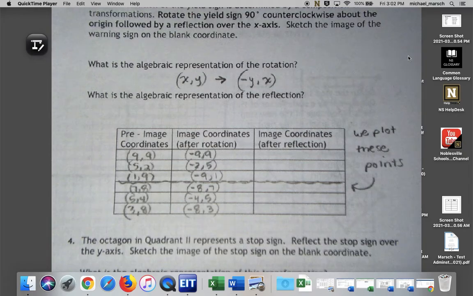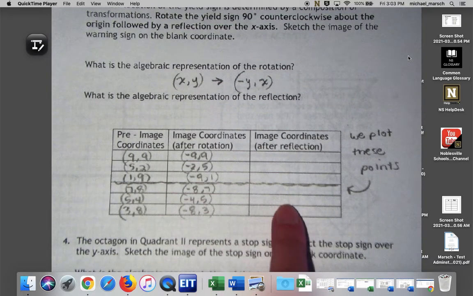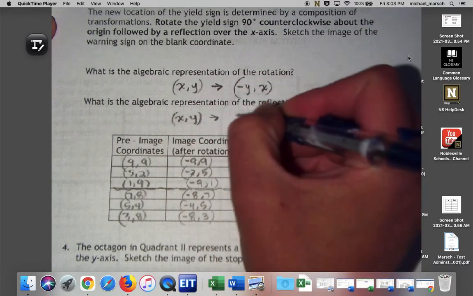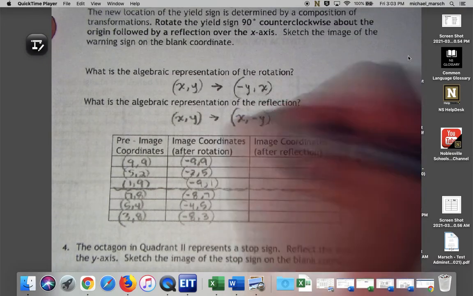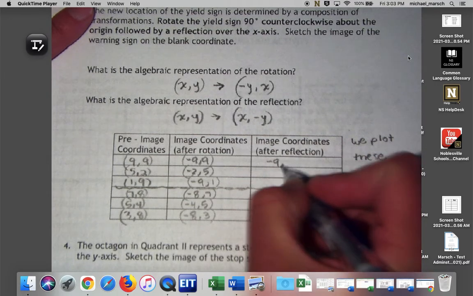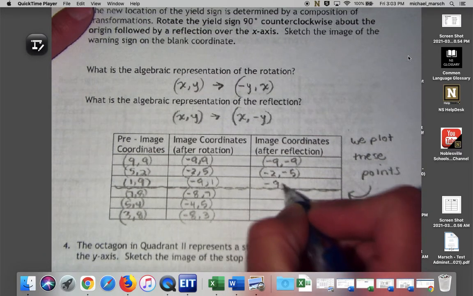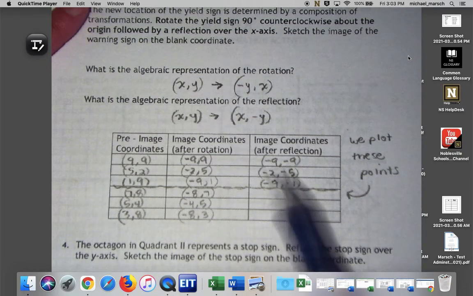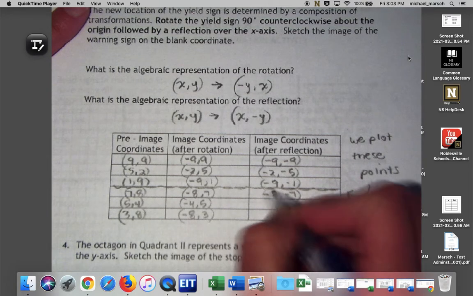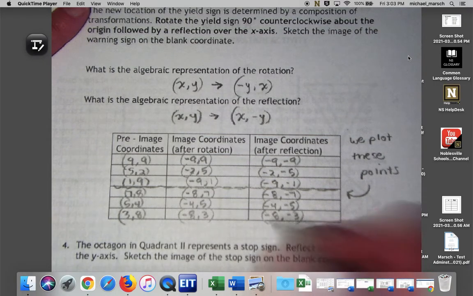But now we're going to take all these ordered pairs. They become our pre-image. And we're going to do a reflection across the x-axis. So our algebraic representation for that is x, and then we take the opposite of y. So my ordered pair for this one is going to be -9, -9. -2, -5. -9, -1. -8, -7. -4, -5. -8, -3.